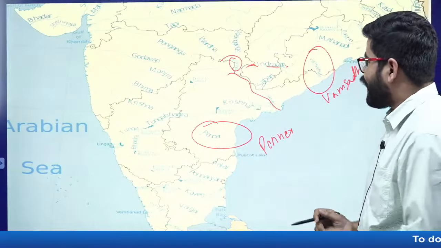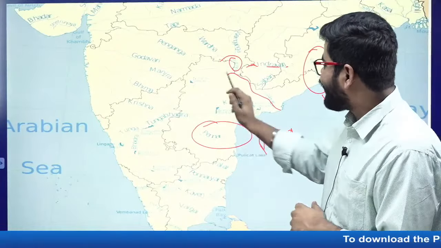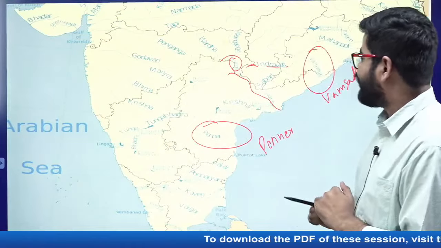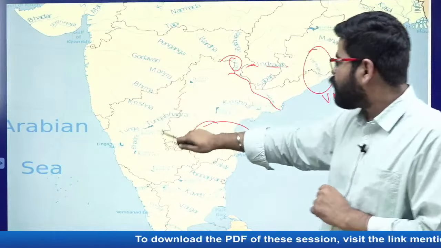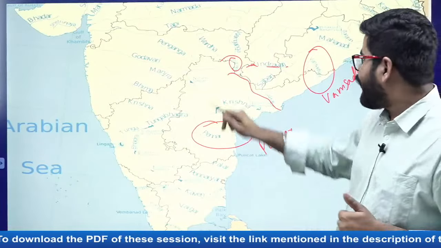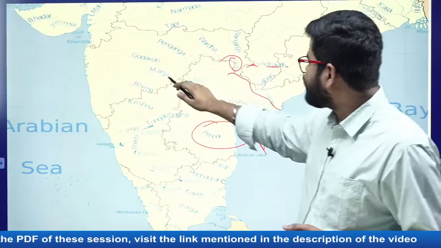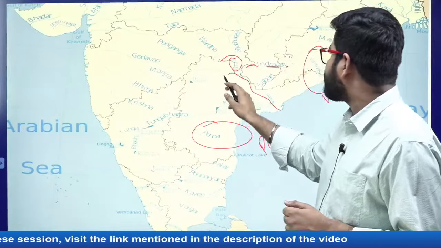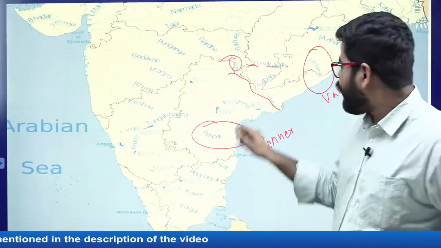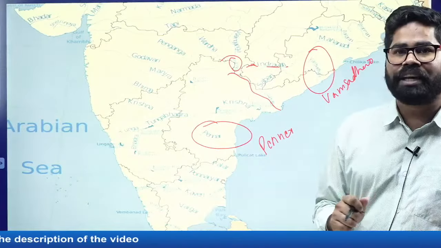Okay, if they have to confuse you, they can again ask you certain questions about this Krishna river and then Godavari. Okay, you can see Bhima, Tungabhadra, they are the tributaries of this Krishna river. And here if we talk about this Godavari river, you can see Painganga is there, Varda is there, Pranhita is there, Wainganga is there, Indravati is there. Okay, so they are all the tributaries of Godavari river.